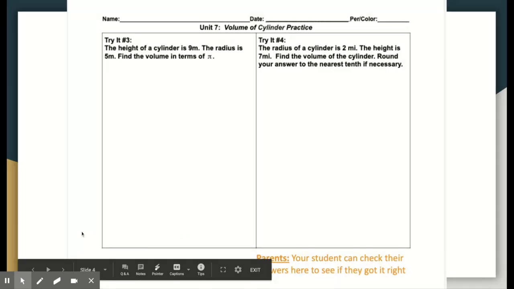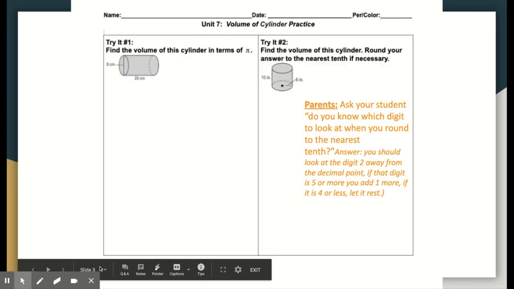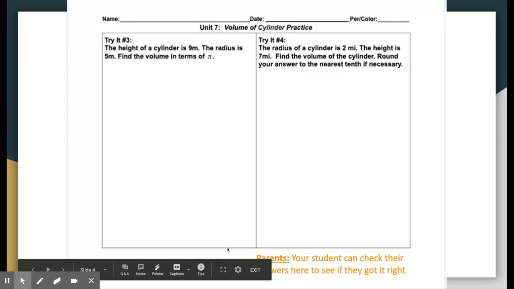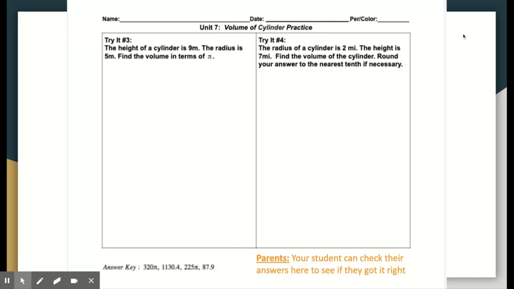Oh, sorry. Here. Right there at the bottom. Answer key.